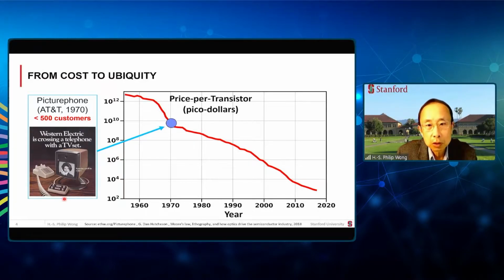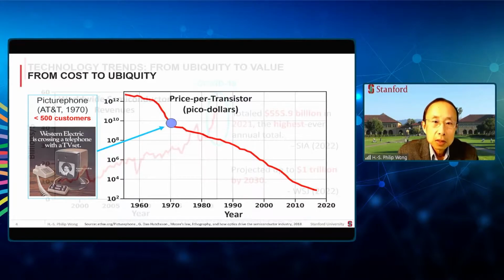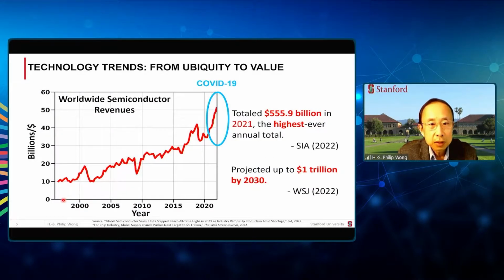This continuous cost reduction led to ubiquitous deployment of semiconductor technologies over time. The picture phone that was first commercialized in 1970 by AT&T Bell Labs had less than 500 customers. Without ubiquitous deployment of the network that it mirrors, it would be impossible to make work from home, online learning, the sharing economy, or streaming delivery of entertainment a reality today. The worldwide lockdown brought on by COVID-19 in 2020 was a turning point for technology innovation. More than 10 years' worth of digitization, remote work, online education, and e-commerce happened in a single year.